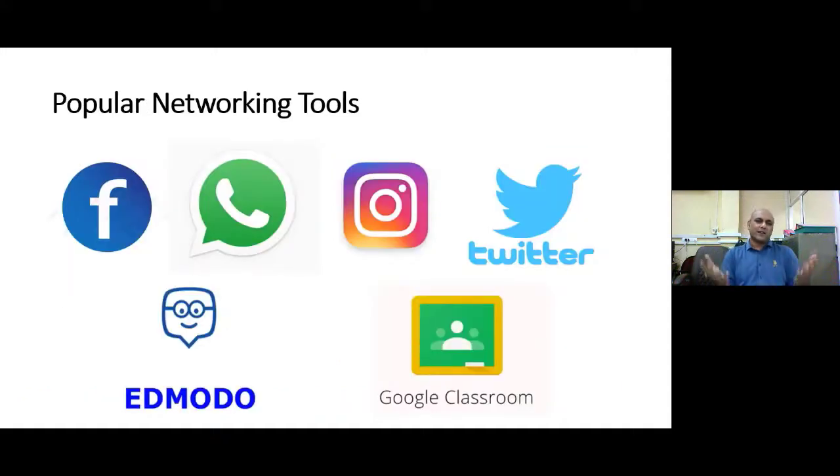These are our popular networking tools. We have Facebook, WhatsApp, Instagram, Twitter. There are education networking websites like Edmodo, for example. We have dedicated business networking websites like LinkedIn, for example. Google Classroom allows us the educational networking.